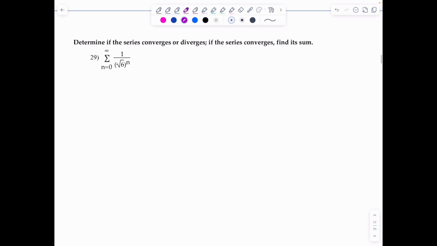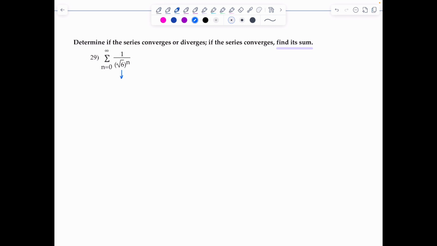Okay, here's another one. Determine if the series converges or diverges. If the series converges, find its sum. Okay, so they said find the sum. That means it's got to be geometric or telescoping or Maclaurin. Ah, it's geometric, isn't it?